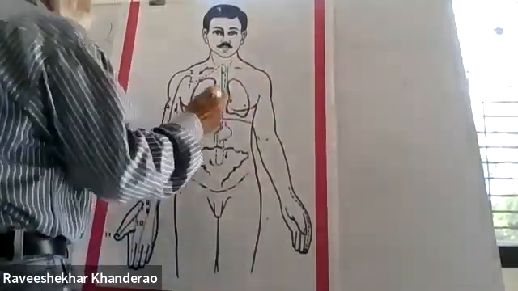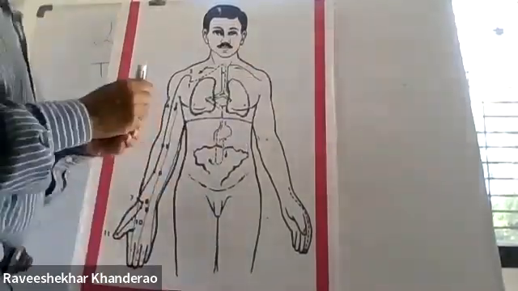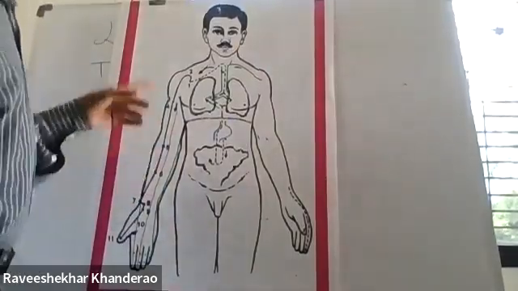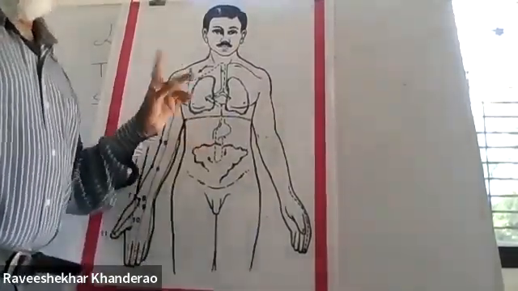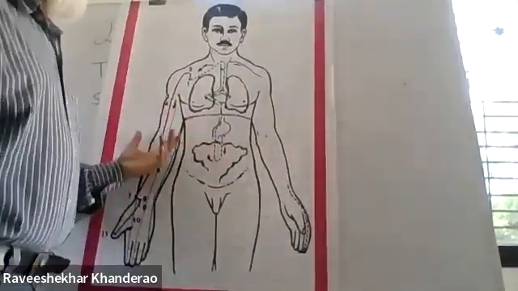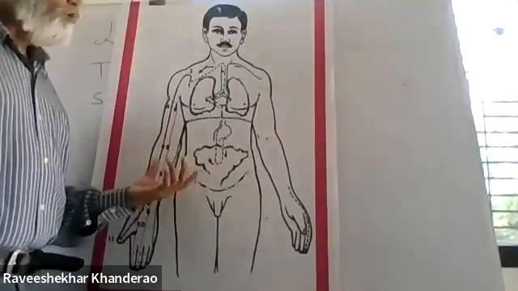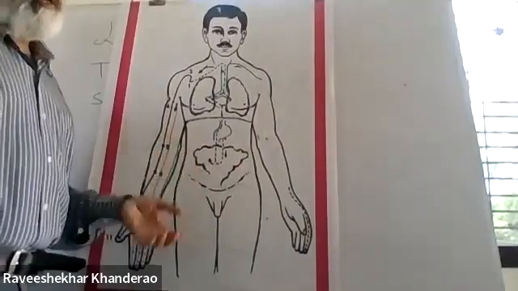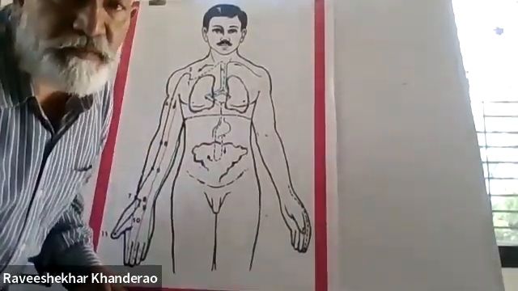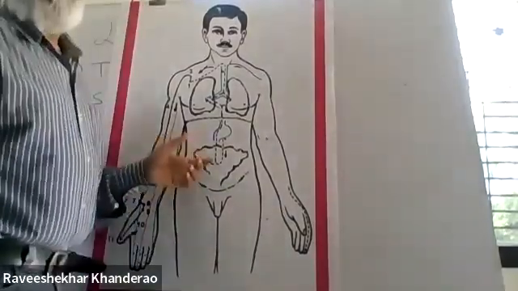Okay. Right. So the diseases of the chest, lung, throat, trachea, and large intestine will all be treated by puncturing the lung meridian or making use of the lung meridian. Okay. Any difficulty here? No, Ravi.